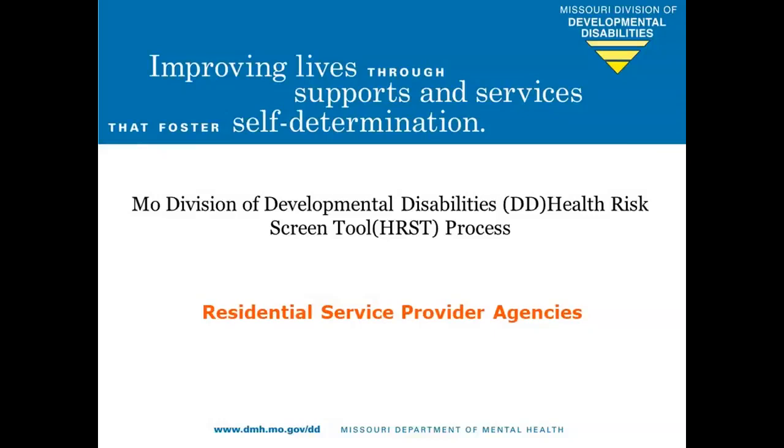This is an informational call for implementing the Missouri Division of Developmental Disabilities Health Risk Screening Tool, or HRST process, if you are a residential service provider agency. We are currently in implementation phase 1, in which residential service provider agencies can voluntarily begin implementing the HRST process for residential waiver participants, and support coordinators can voluntarily begin implementing on individuals they support who have non-residential waiver services. You will be given information today about the MO DD HRST process.